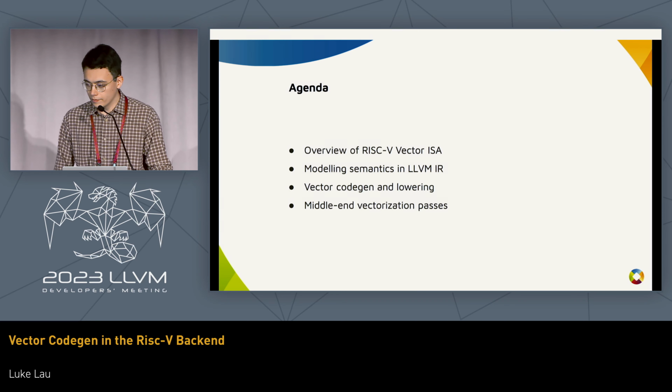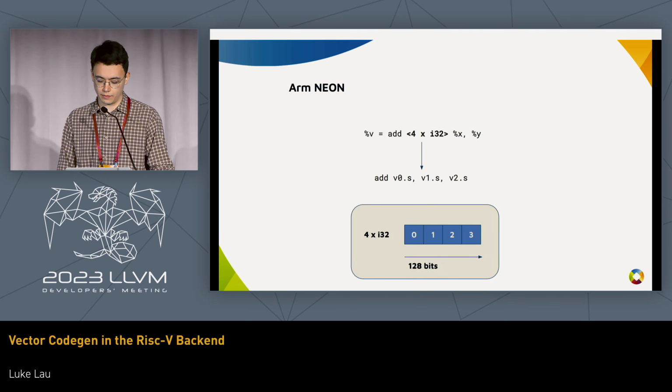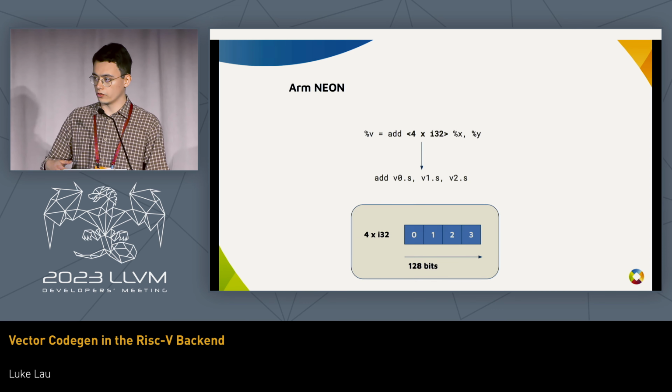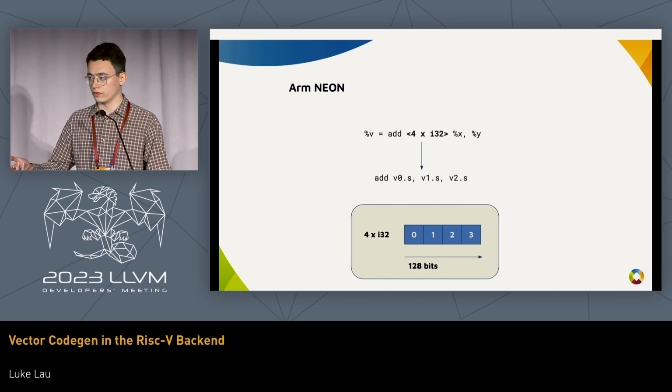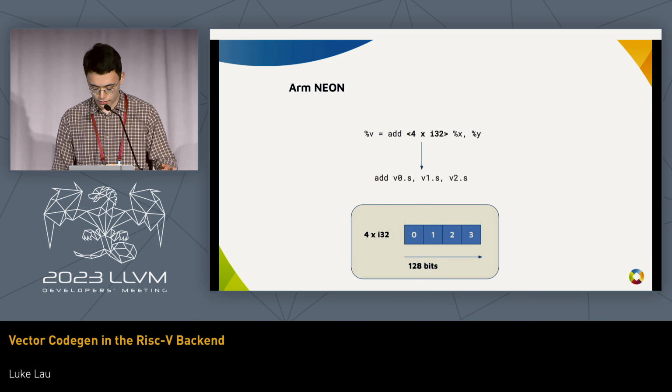So I'd like to begin by talking about a simpler ISA: ARM Neon, and this was back in simpler times when we had fixed length vector registers. On ARM Neon, the vector registers are always 128 bits in size, and this is great because if you're the loop vectorizer, you can just emit a vector of 4 32-bit integers, and you know it's always going to exactly fit into that vector register.